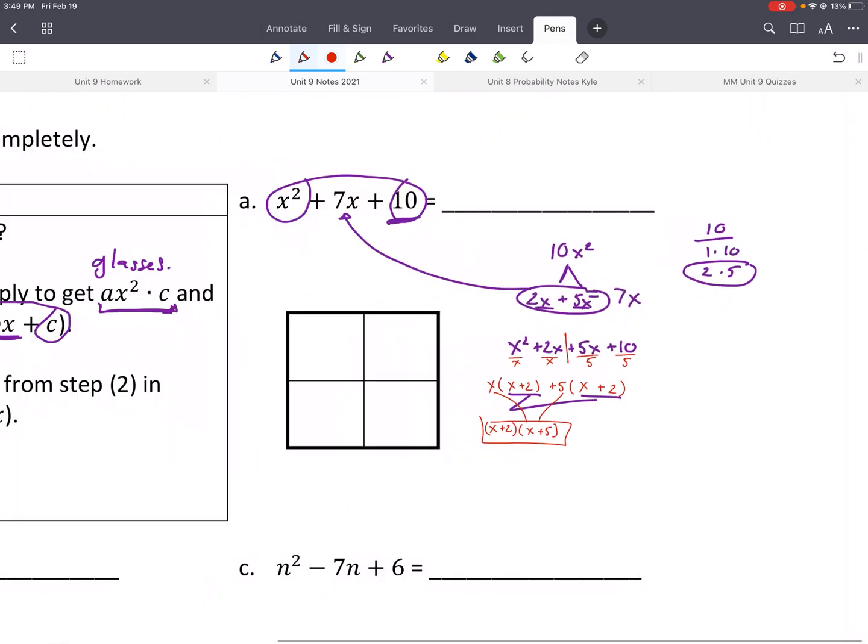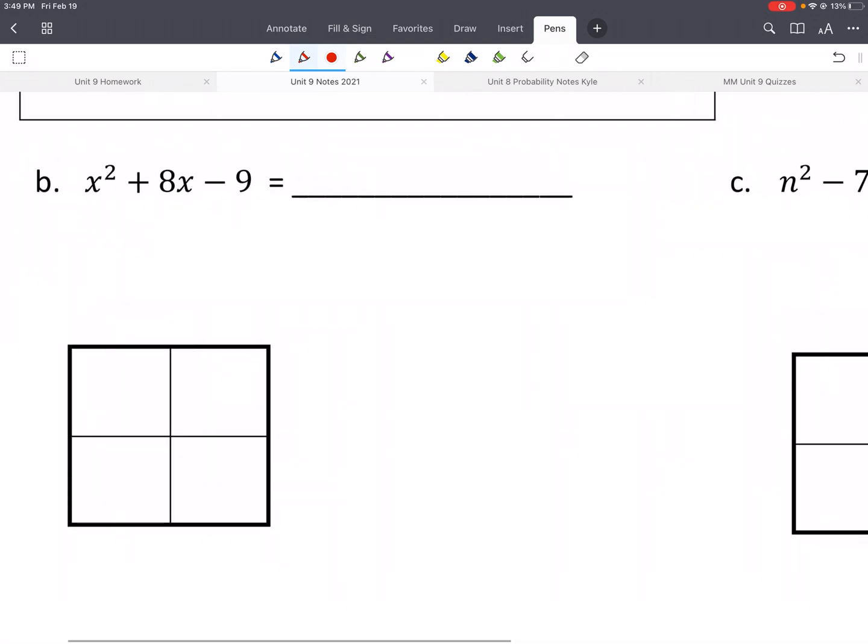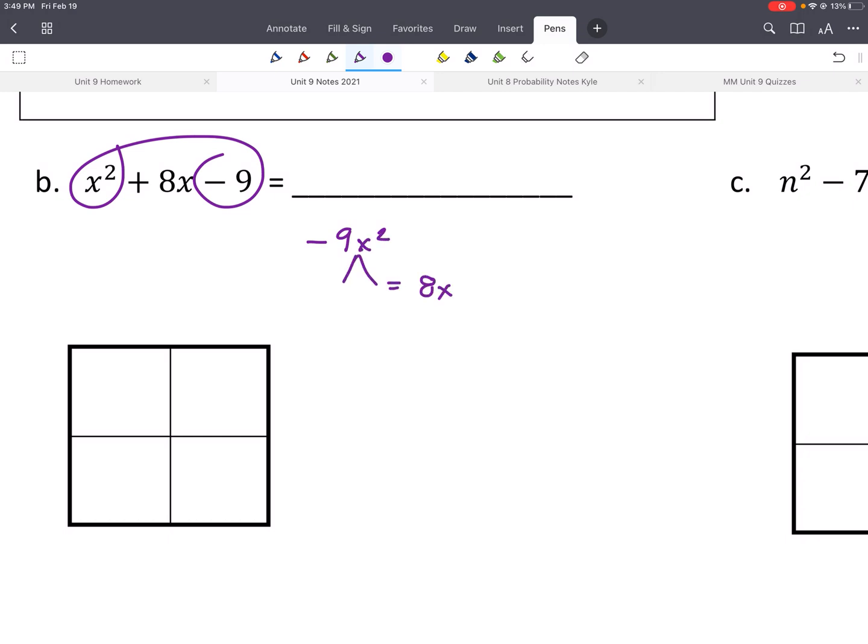Okay. All right, let's do another one. We'll use the reverse box method. So again, we need to find the 2 things that multiply and add. They need to multiply to give us 9x squared and add to give us 8x. So factor pairs, 1 and 9. That looks like it would probably work.